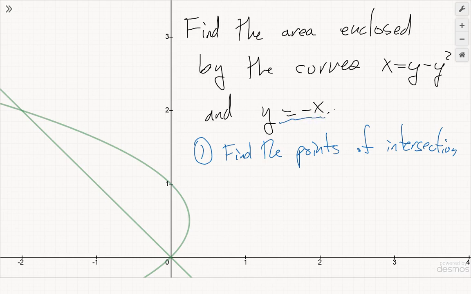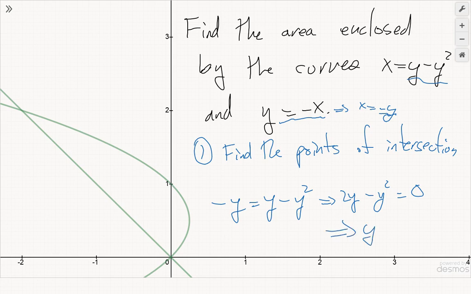So y equals negative x tells us that x is equal to negative y. And so then we can set this and this equal to each other. So negative y equals y minus y squared implies that 2y minus y squared equals 0. So y is equal to 0 or 2. So the points of intersection will be something comma 0, something comma 2, and from x equals negative y, these points will be (0, 0) and (negative 2, 2).